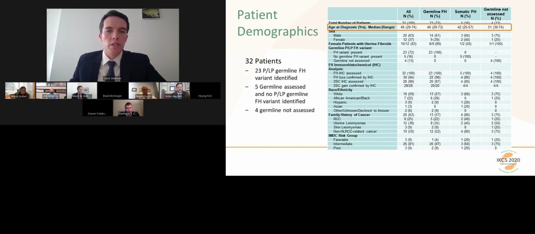We identified 32 patients in total who met our inclusion criteria. As expected, they had a young age of diagnosis with a median of just 46 in the entire population, and 23 patients had a pathogenic or likely pathogenic germline FH variant identified. 5 patients had germline assessments but did not have an FH variant in their germline, and 4 patients did not have a germline assessment. But all of those met the inclusion criteria by having a somatic FH alteration and FH immunohistochemical staining.